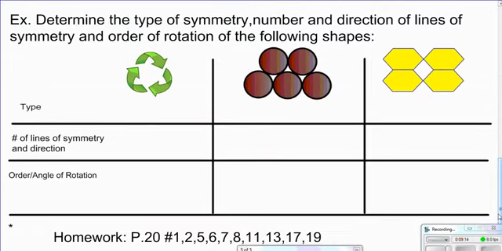So for this last table, I want you to fill in what type of symmetry. Does it have line or rotational symmetry or both? If it has line symmetry, I would like you to tell me which direction of line symmetry it has, or none at all. Or if it has rotational symmetry, I would like you to tell me what the order and angle of rotation are. And we will check this in class tomorrow.